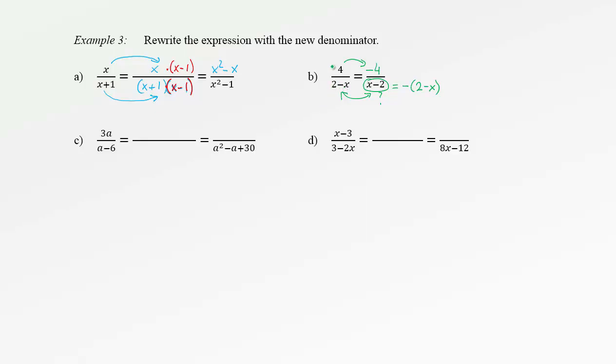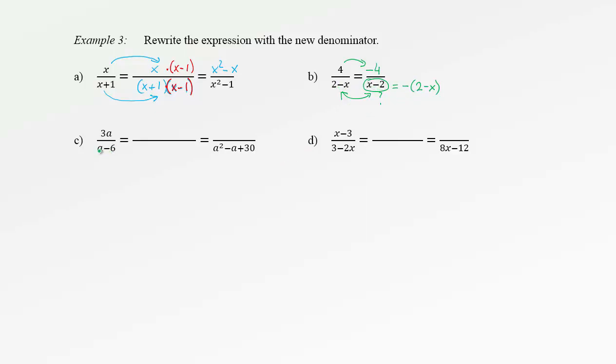So changing the sign in the top and the bottom is sometimes a very useful skill to get the new denominator. There's no need to multiply these two denominators because then you go into a too complicated expression. So take advantage of opposite expressions if possible.